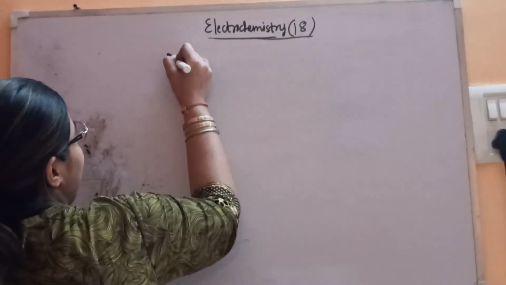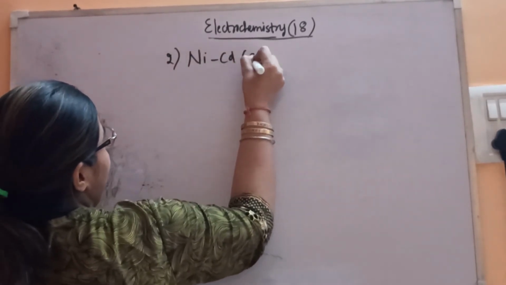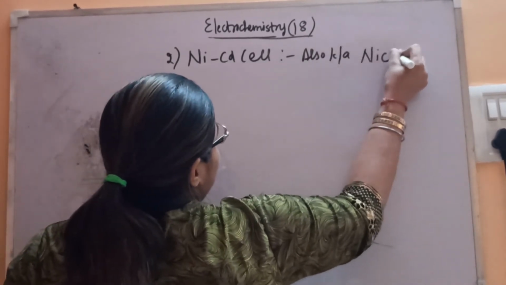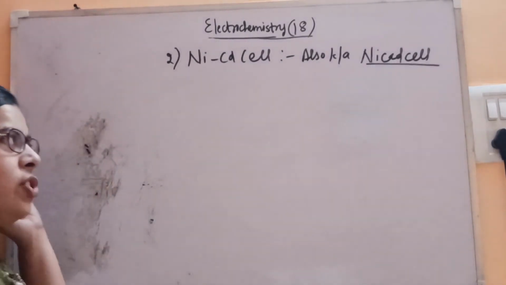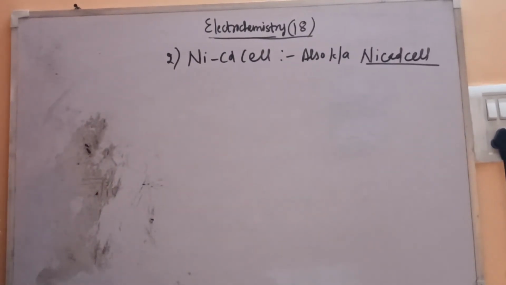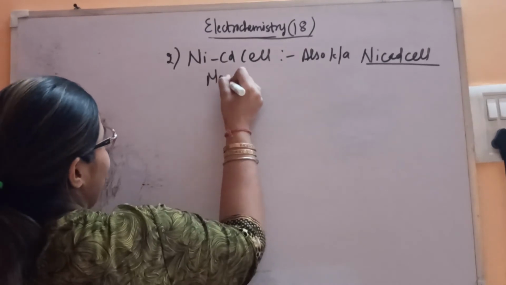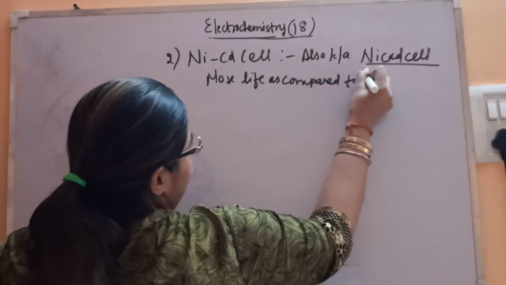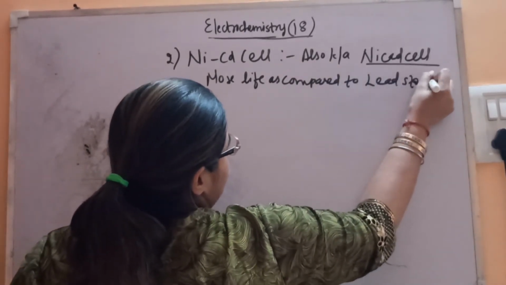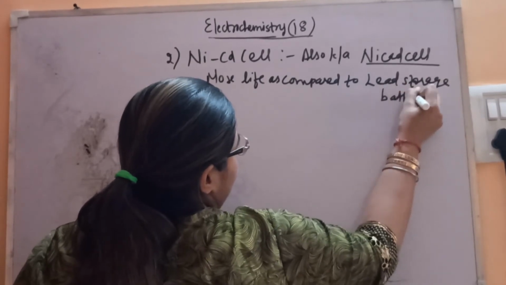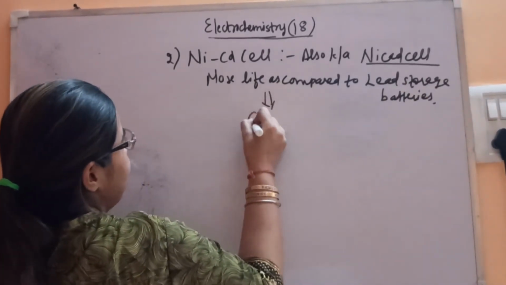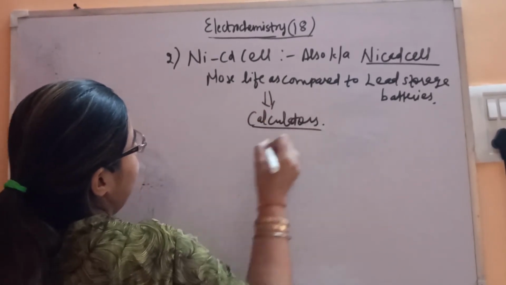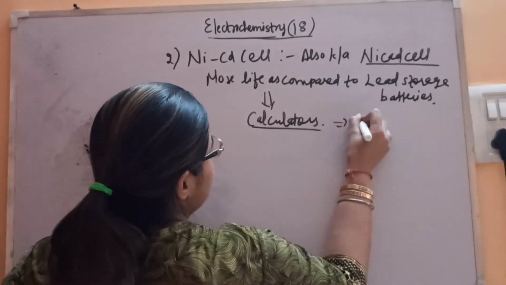Next is the nickel cadmium cell, also known as the Nicad cell. Nicad, in short, nickel and cadmium. Now this cell has more life as compared to lead storage batteries, and they are used in calculators. They have more life, that's why they are expensive also.